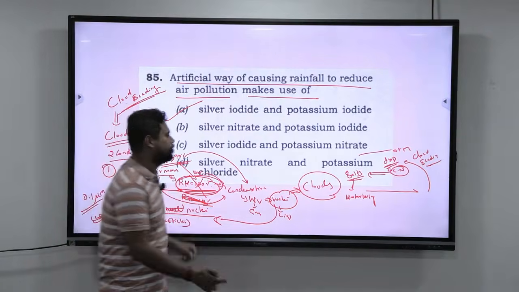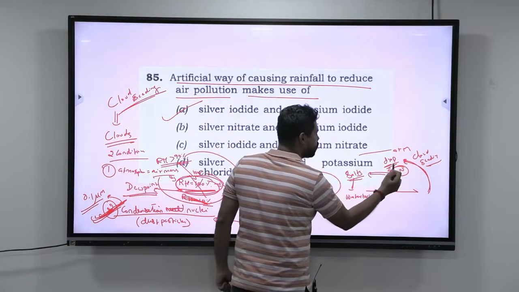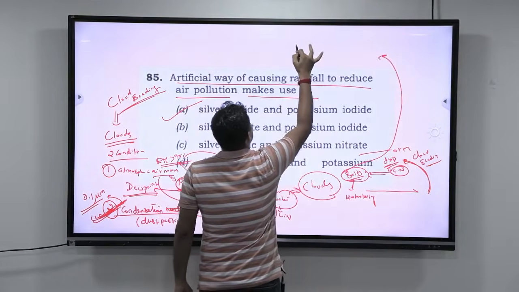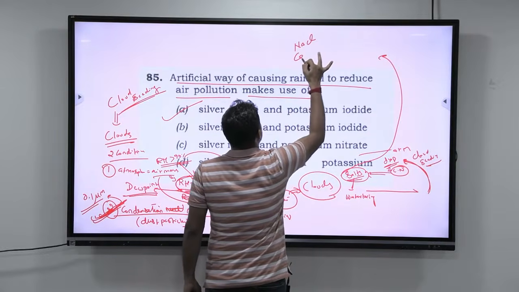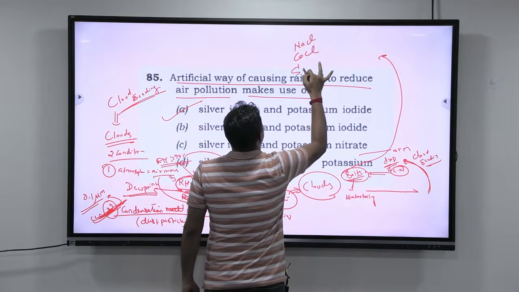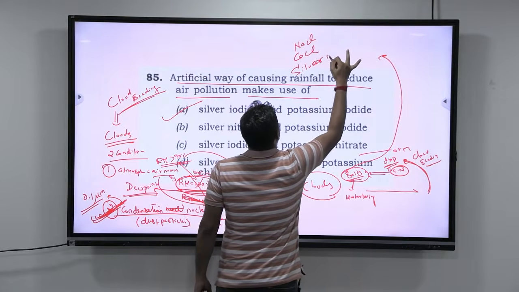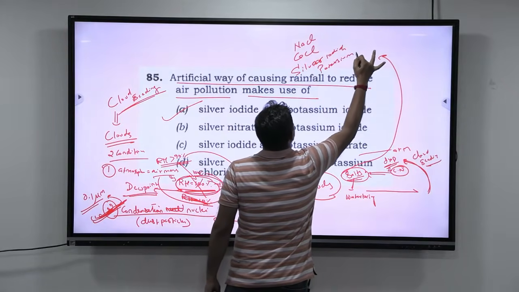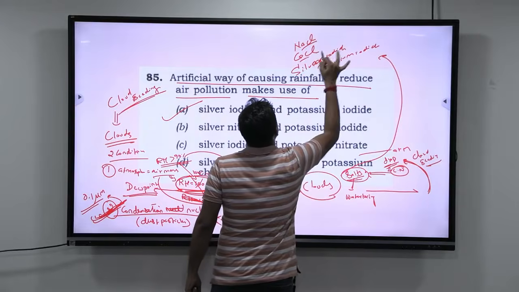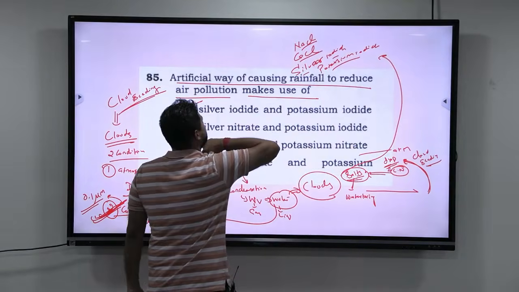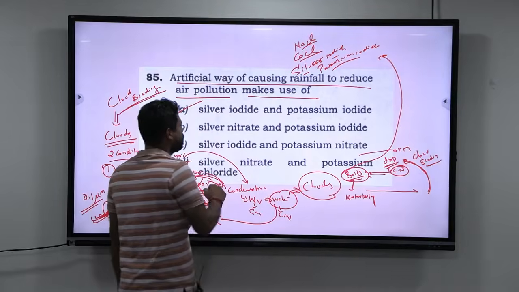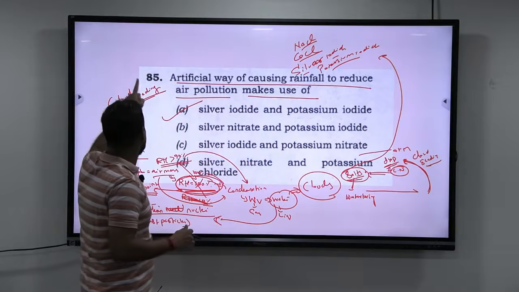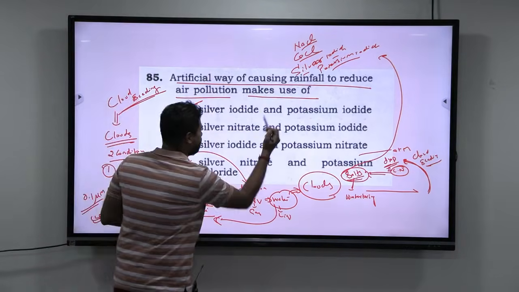But anyways, coming back to the question, I told you that you take the aircraft, you go up and you drop salts. So what are the important salts that are dropped? These salts are water-loving salts. Usually it is NaCl, CaCl, silver iodide, then you have potassium iodide. These are the main salts that are dropped to act as condensation nuclei for triggering the formation of clouds. So I hope you understood the 85th question. The answer is silver iodide and potassium iodide.